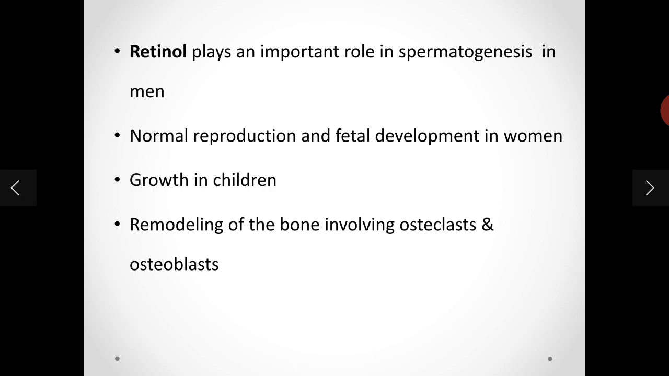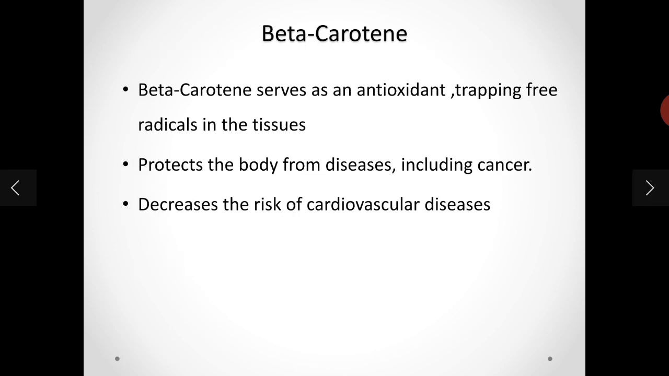Retinol, which is the alcohol form of your vitamin A, plays an important role in spermatogenesis in men and for normal reproduction and fetal development in women, and in children for the growth and remodeling of bone involving osteoclasts and osteoblasts. The beta carotenes serve as an antioxidant, trapping free radicals in the tissue, so that is how it also helps in antioxidation, and protects the body from diseases including cancer, and decreases the risk of cardiovascular diseases.